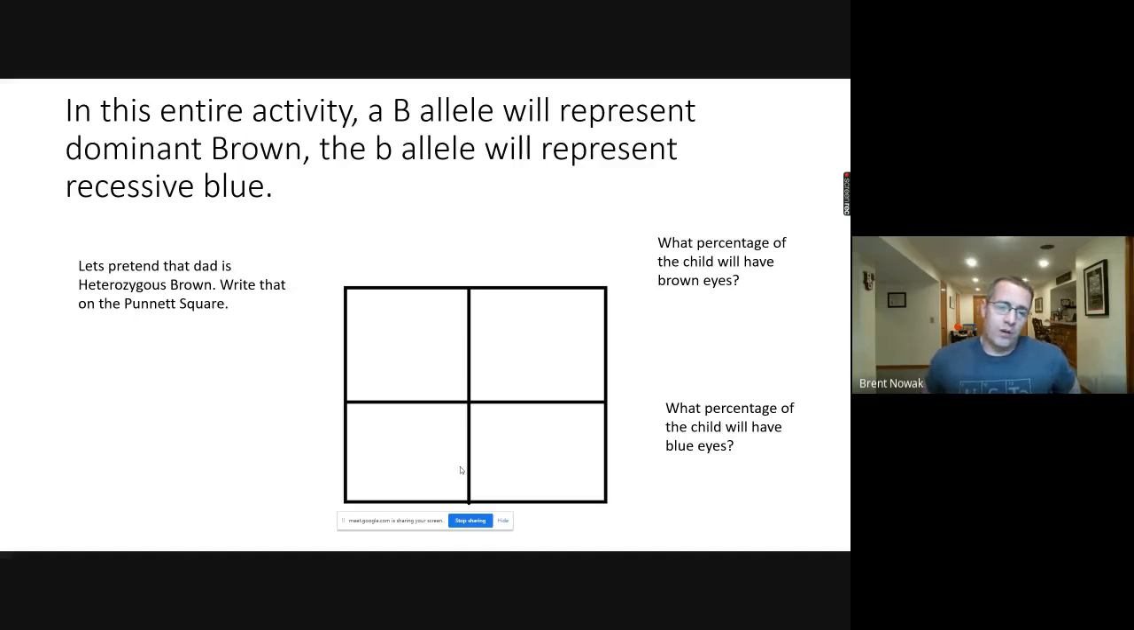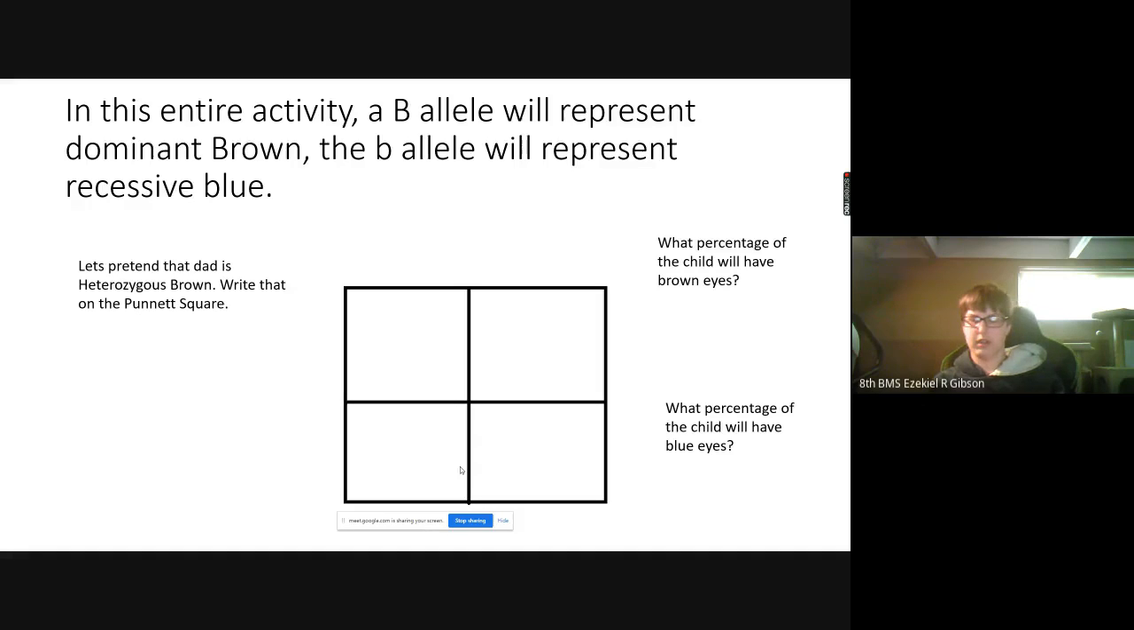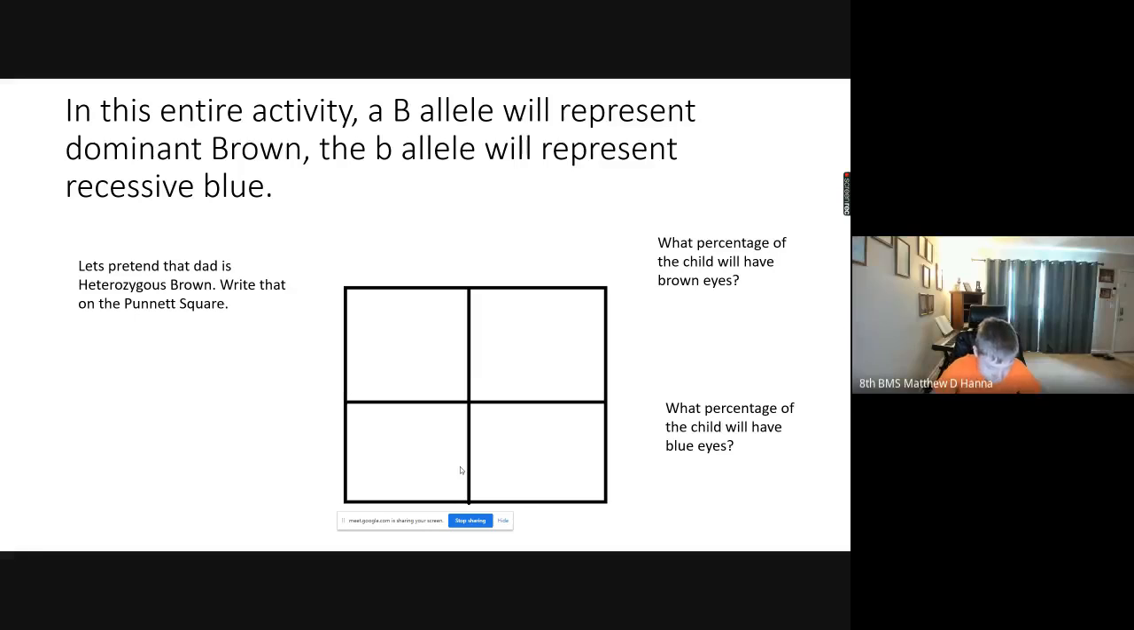Zeke, what would I actually write if dad is heterozygous brown? The capital B, the dominant brown, would be on the left, and the lowercase b, blue, would be on the right. Okay, good. That's exactly correct.